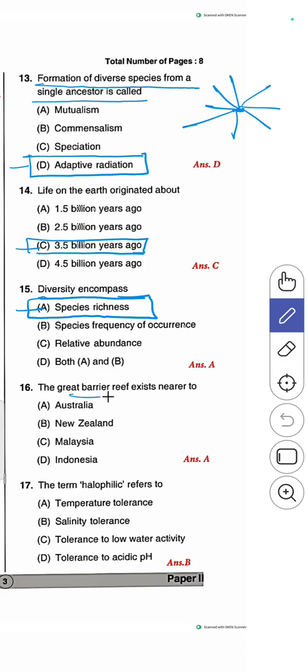The Great Barrier Reef exists nearer to, that is in Australia. So that is where we can see the Great Barrier Reef.